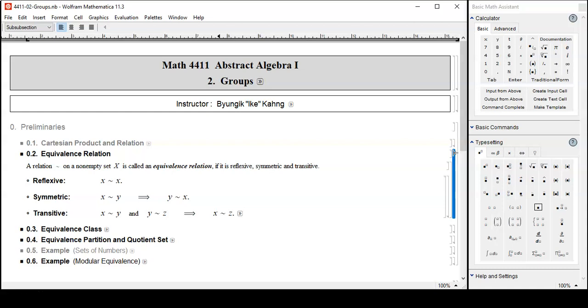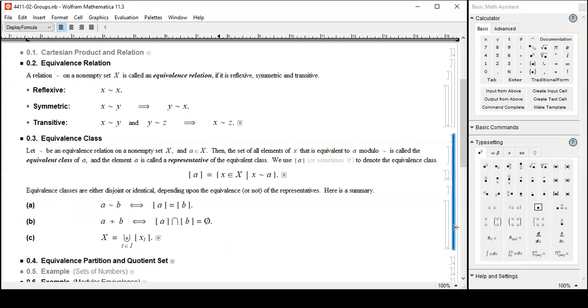A relation on a non-empty set is called an equivalence relation if it is reflexive, symmetric, and transitive. Remember all that? If you have an equivalence relation, then you can define equivalence class.